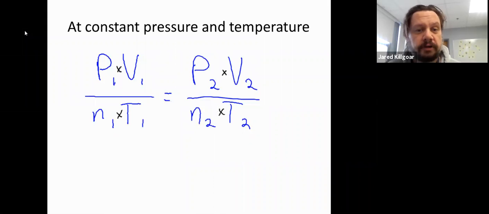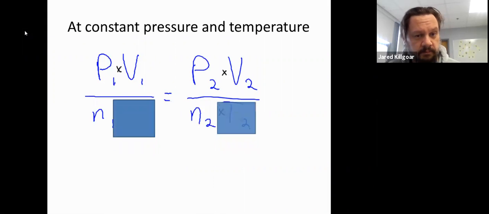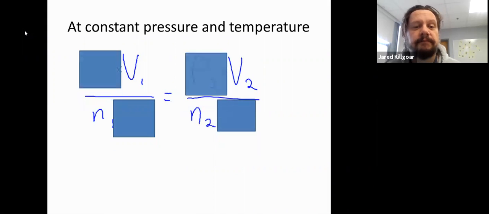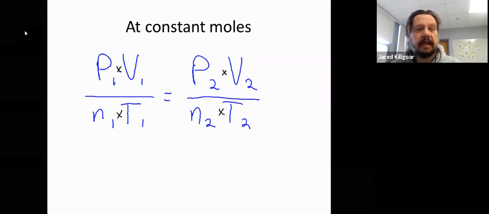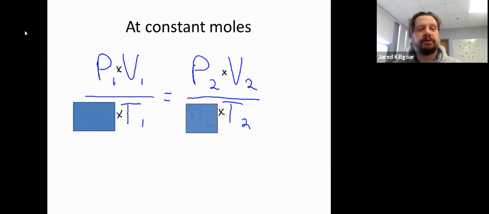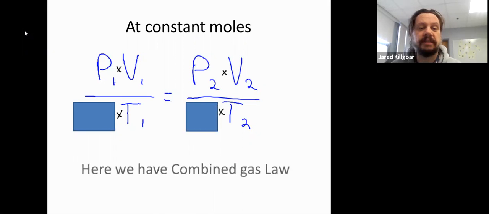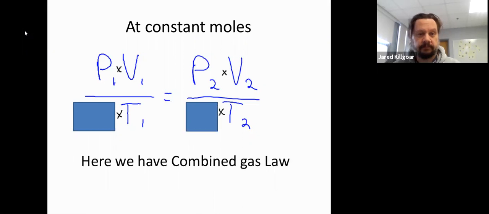At constant pressure and temperature, I have V1 over N1 equals V2 over N2, and that is Avogadro's law. And at constant moles, I have P1 V1 over T1 equals P2 V2 over T2, which is the normal form of the combined gas law.